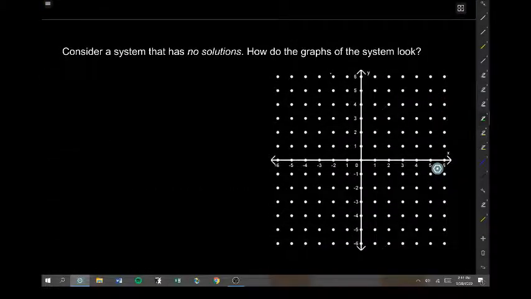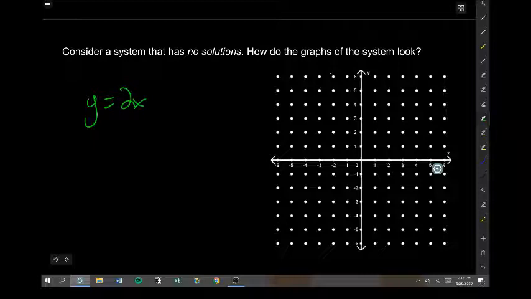Okay, consider a system that has no solutions. How does the graph of this system look? If something has no solutions, but there's two equations, like you have a system with two equations, like let's say we have y equals 2x, which graphs like this.